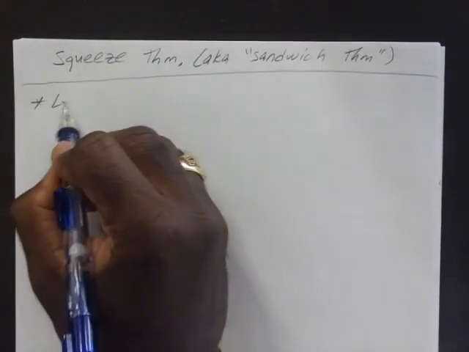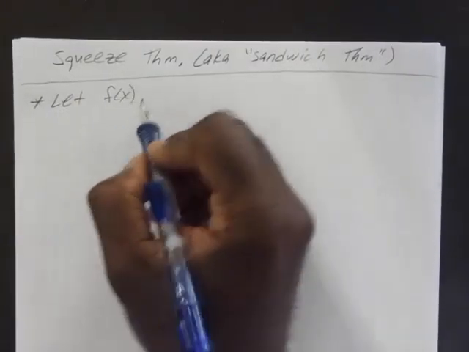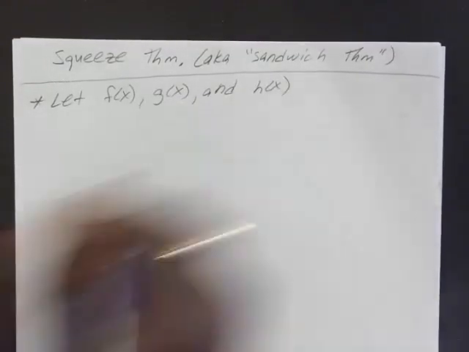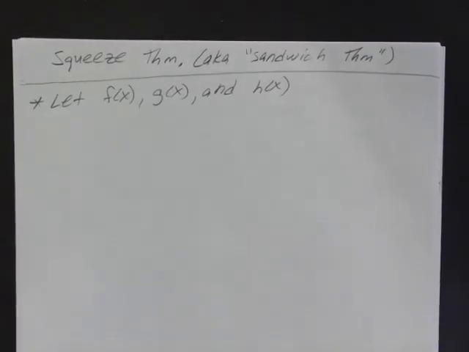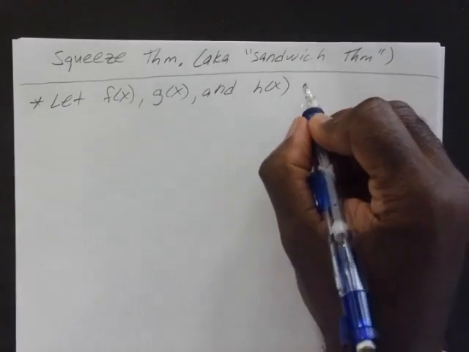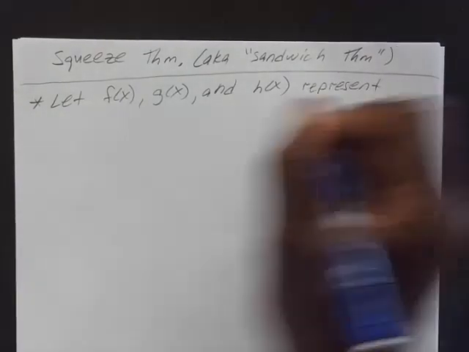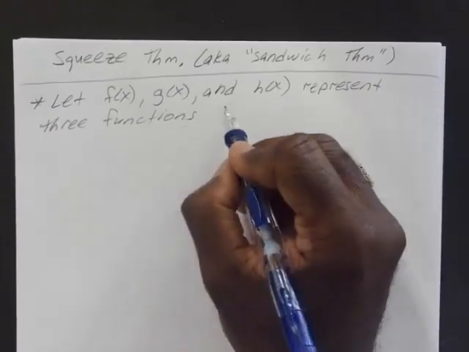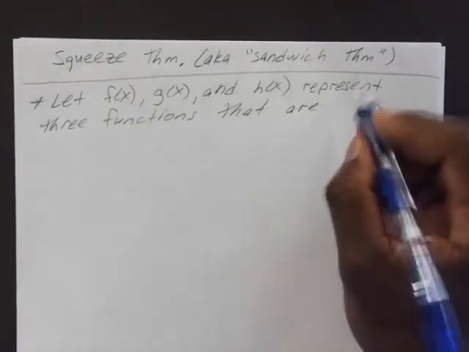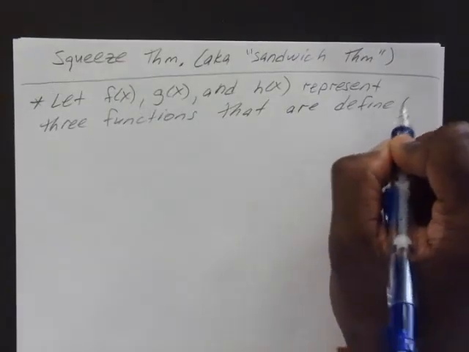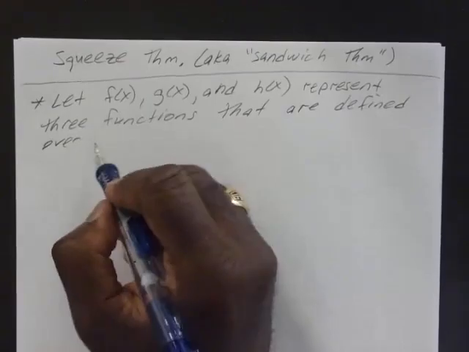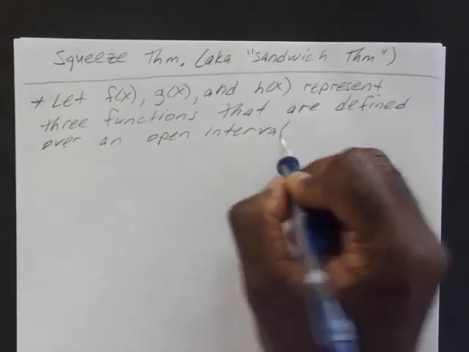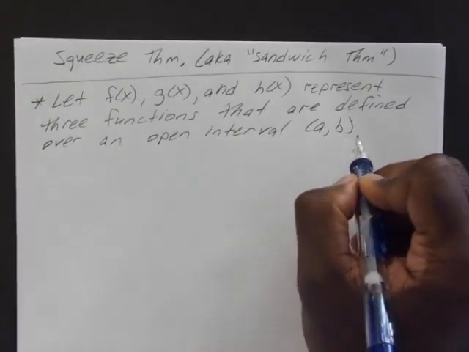Okay, so what if we let f of x, g of x, and h of x represent three functions that are defined over a certain interval, defined over an open interval from x equals a to x equals b.